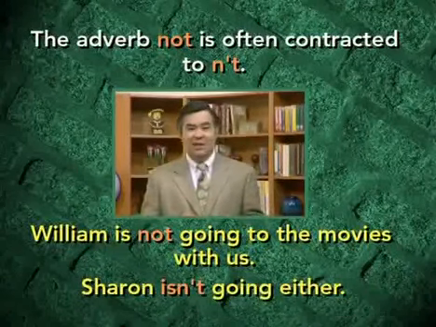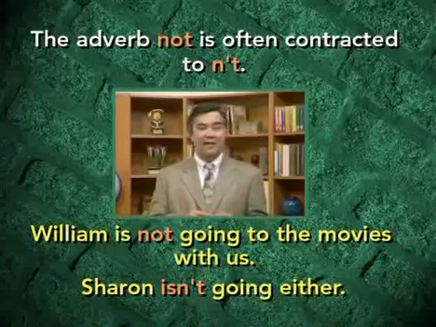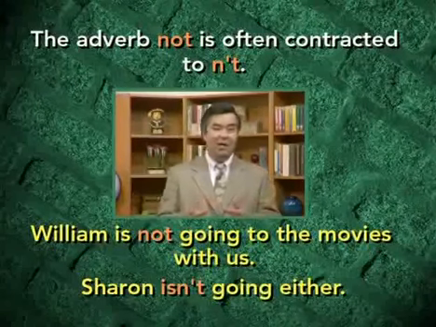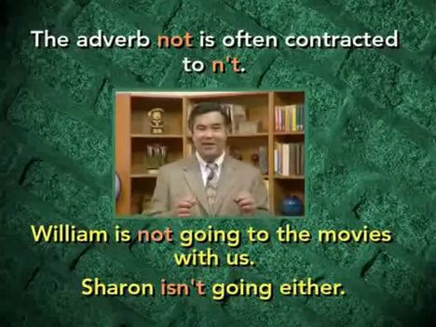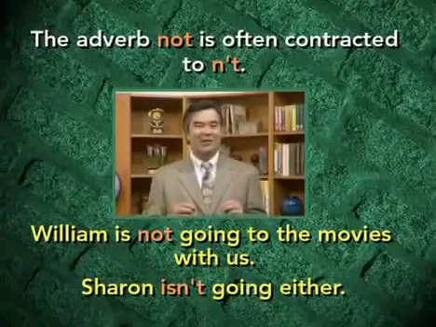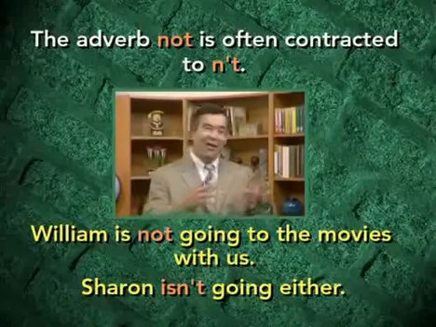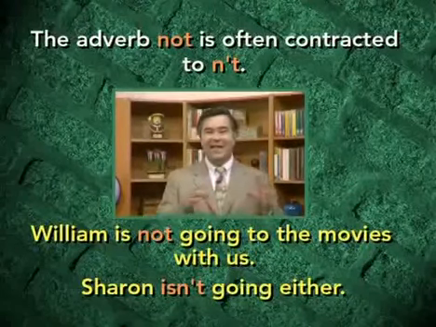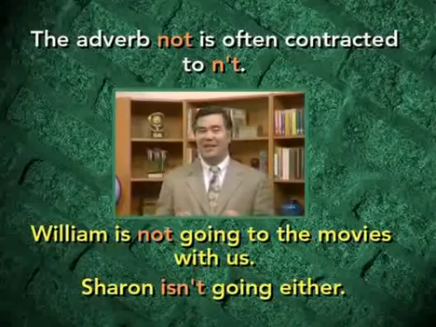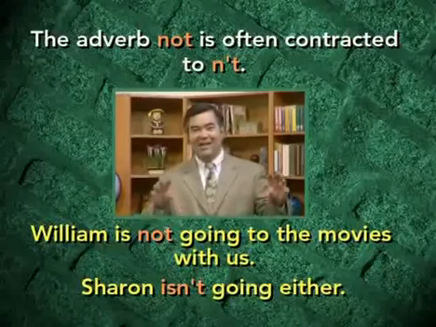Now look at this sentence. "Sharon isn't going either." What's the verb phrase in this sentence? In this sentence, the verb is "going." And in between, we have the adverb "not," which has been contracted to "n't," pronounced "int." Sharon isn't going. So even though "is" does not appear in this sentence as a word by itself, nonetheless, if you're asked what the verb is in this sentence, the correct answer would be the verb phrase "is going."